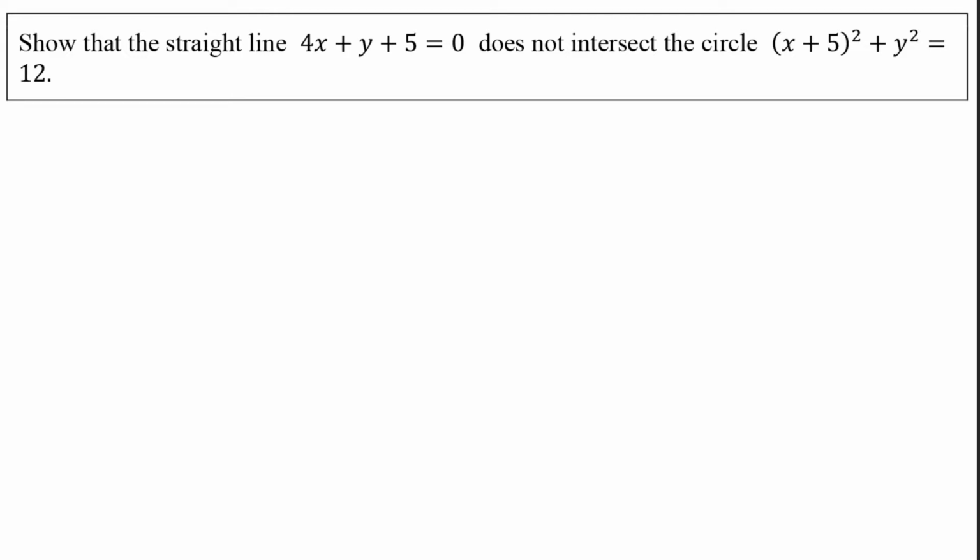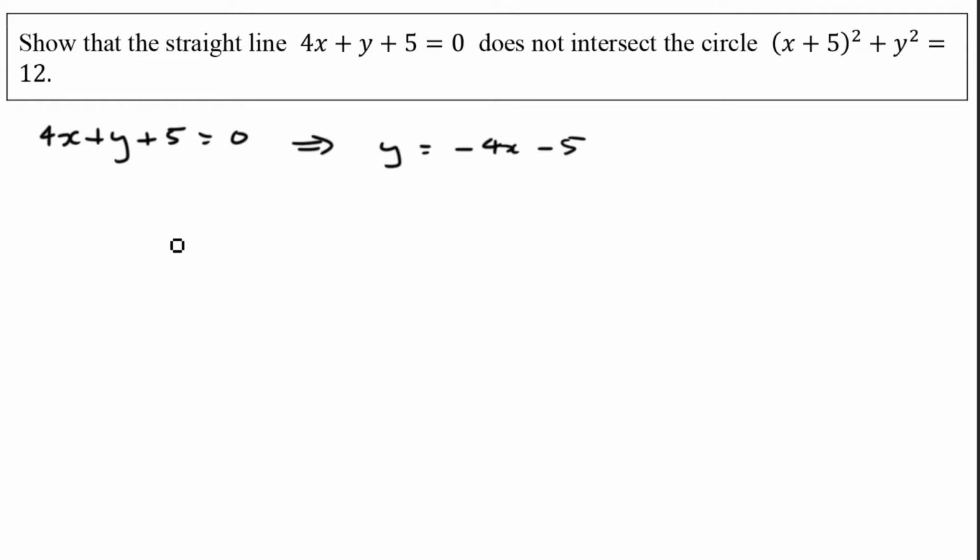Once again, we have simultaneous equations. Let us for the moment not prejudge the fact that there aren't going to be any points of intersection. Let's see what happens if we do try to solve them simultaneously. Taking the straight line equation, we can rewrite this as y equals quite easily. So that rearranges to give us that y is negative 4x subtract 5.